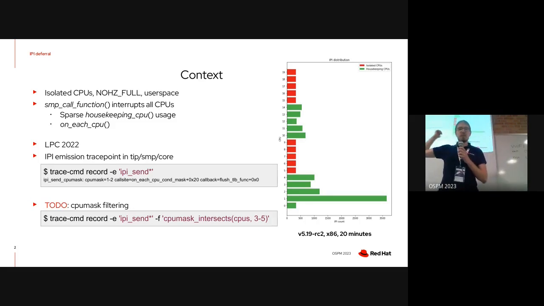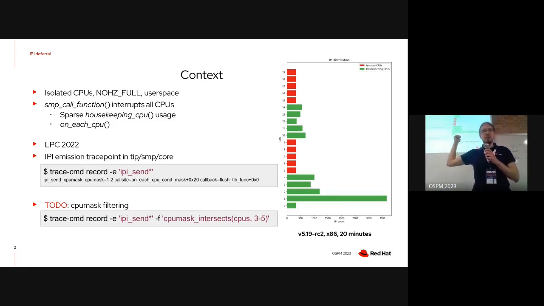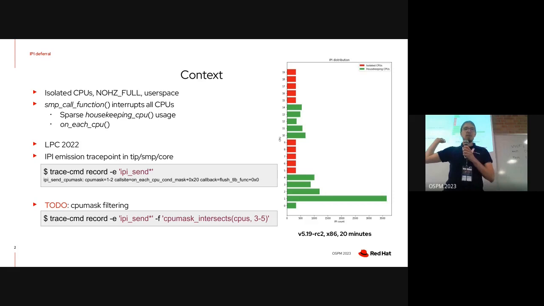That's not new data. That's exactly what I presented at LPC. In green are the housekeeping CPUs, and in red, the isolated CPUs. Those are the IPIs that you get over 20 minutes of running kernel compilation and some other random stuff on the housekeeping CPUs, and then just a nice user space task on the isolated no hertz full CPUs that never does a syscall. We'd be hoping to not see any red, but we are getting some. We are getting IPIs sent from the housekeeping CPUs to those isolated CPUs running no hertz full in user space, which isn't ideal.